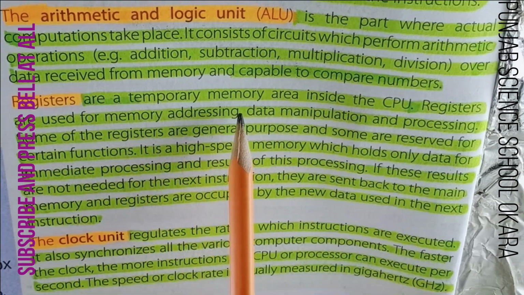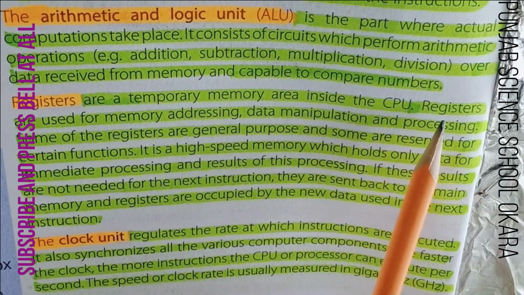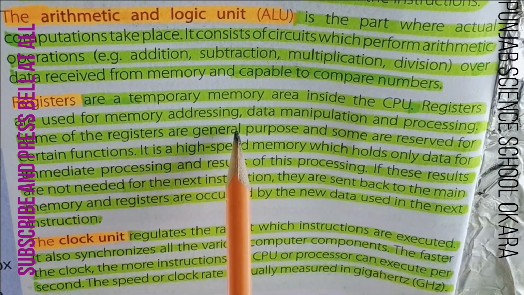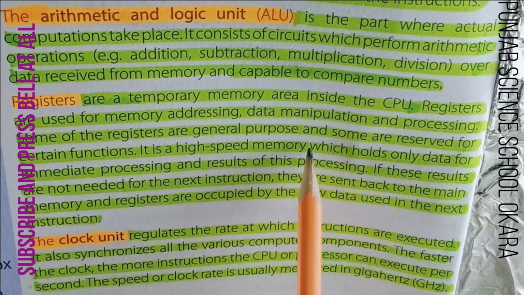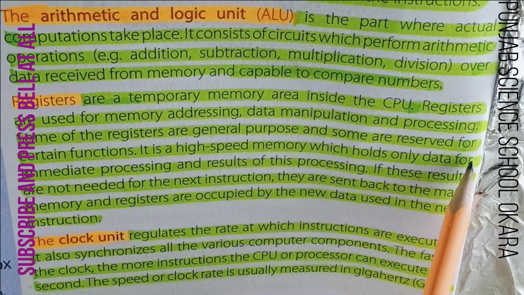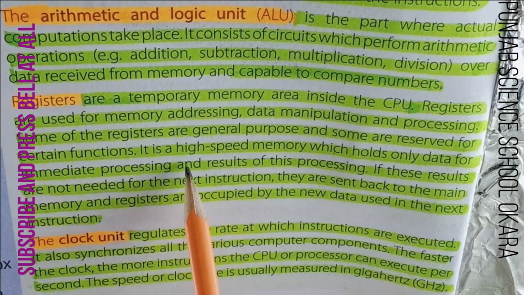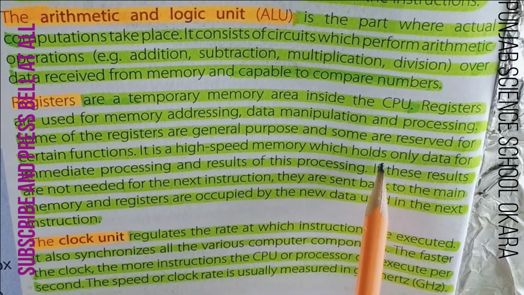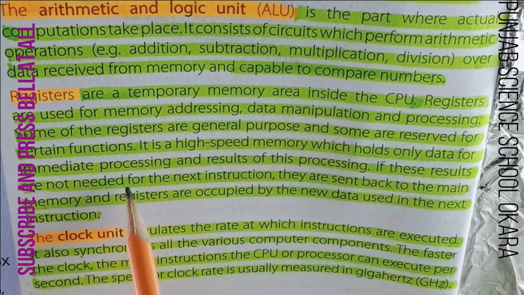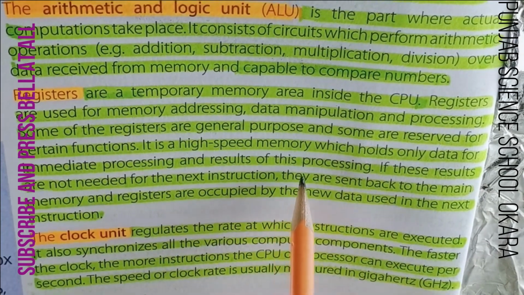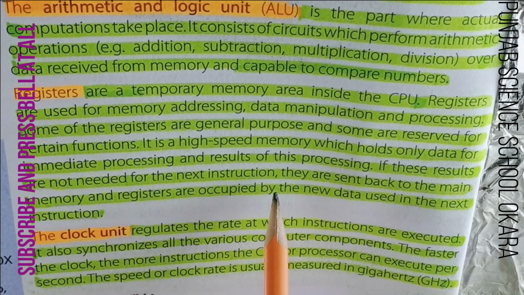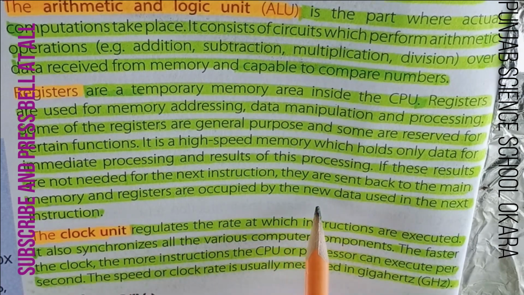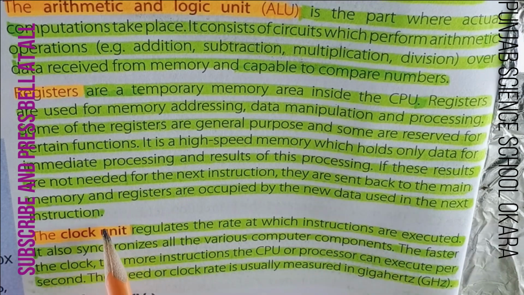Number 3, registers are a temporary memory area inside the CPU. Registers are used for memory addressing, data manipulation, and processing. Some of the registers are general purpose and some are reserved for certain functions. It is a high-speed memory which holds only data for immediate processing and results of this processing. If these results are not needed for the next instruction, they are sent back to the main memory and registers are occupied by the new data used in the next instructions.